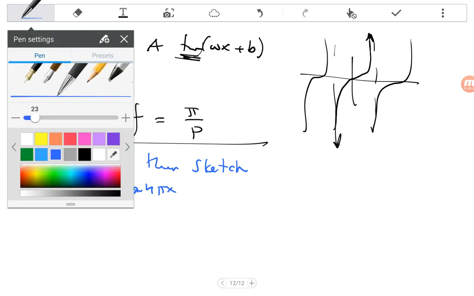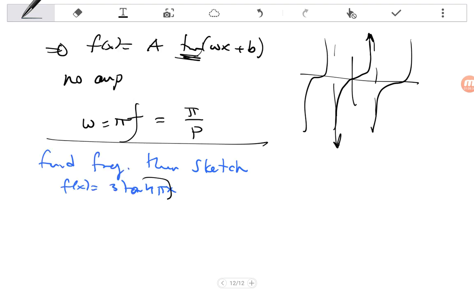What about the frequency? I just say that this number, pi f, will be equal to 4 pi. That's why the frequency will be equal to 4. That's why the period will be equal to 1 over 4.